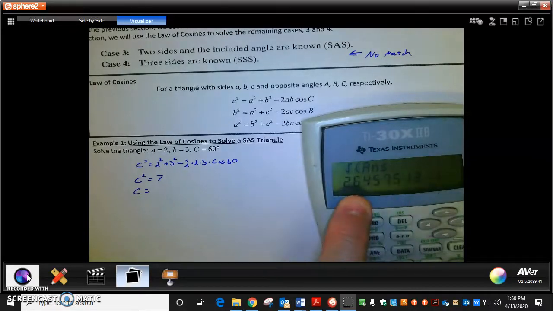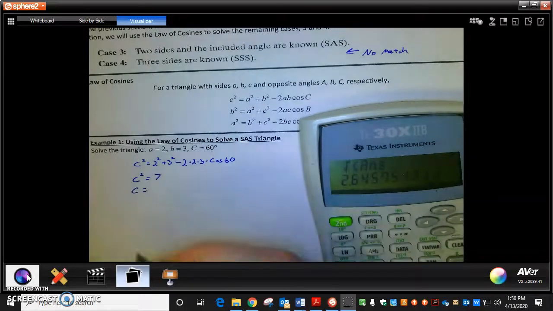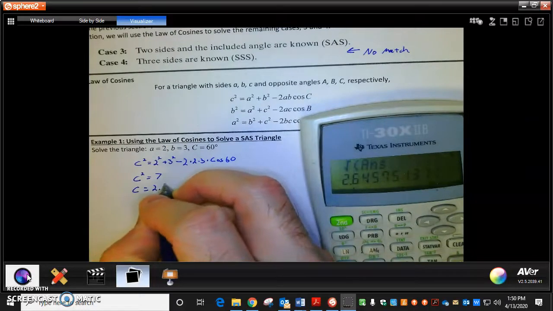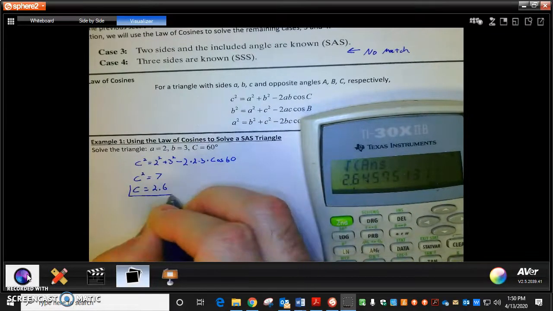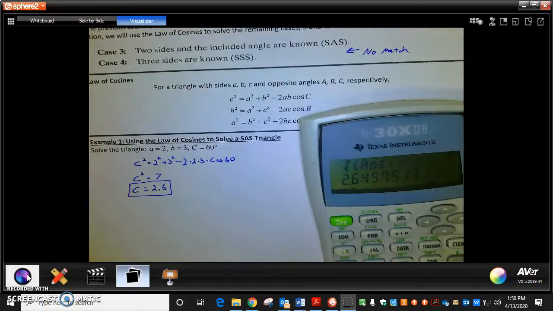2.64575. Now, remember, we are rounding to the tenths. So I'm going to look at the hundredths. That's a 4. Do not look over here and round that up and then round up again. That 4 is going to tell us to leave the 6 alone. So 2.6 is going to be little c.